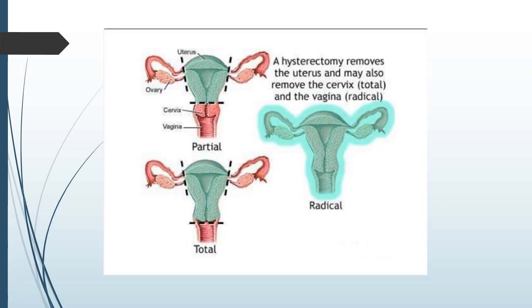A hysterectomy removes the uterus and may also remove the cervix. Total abdominal hysterectomy removes the uterus, and then removal of the ovaries and tubes. This is what we do in endometrial carcinoma. And in radical hysterectomy, the paracervical tissue and cuff of vagina are also removed, in case of endometrial carcinoma if it involves the cervix. Radical hysterectomy is the treatment option for early stage cervical cancers, and also if endometrial cancer involves the cervix.